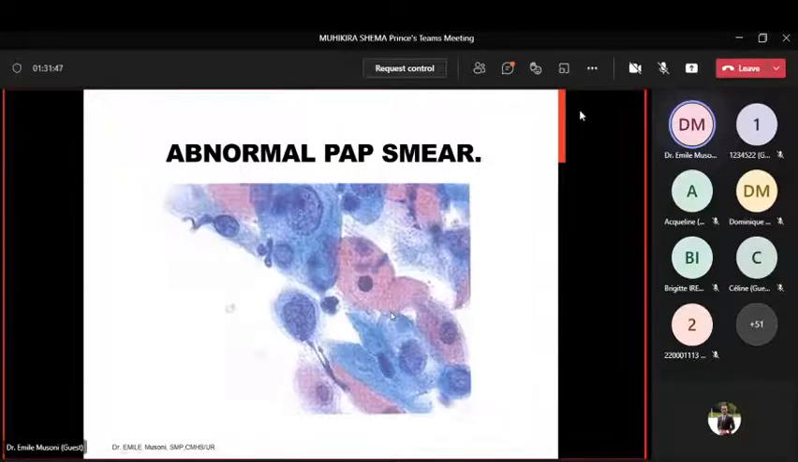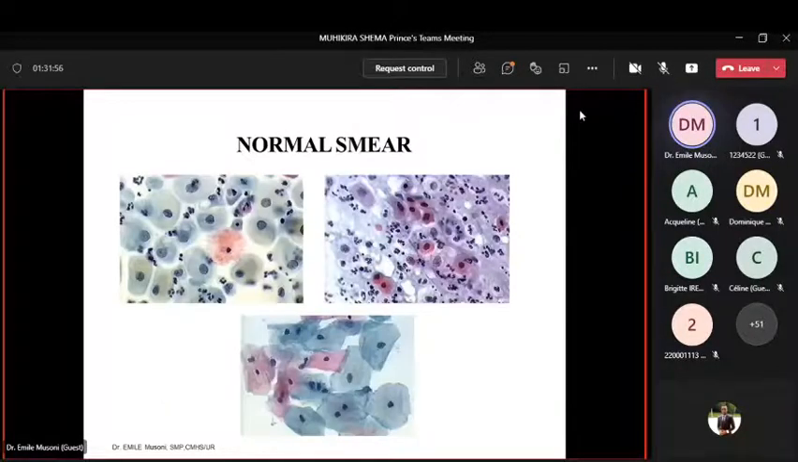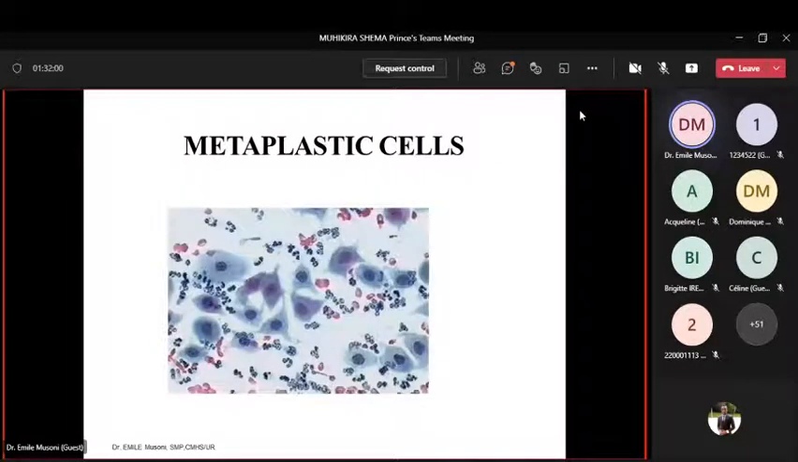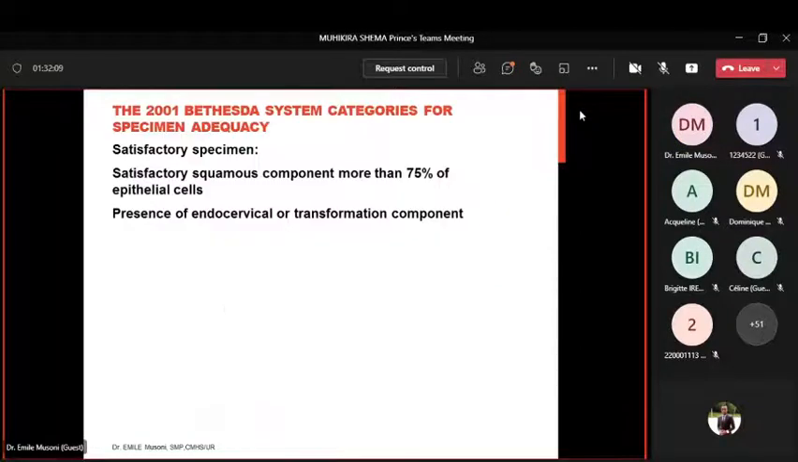I don't want to go into these details of the diagnosis for screening of cervical cancer, because this requires attention. But what you must know is that to say there are abnormal cells, we focus on the size of the nucleus. The system used for reporting the pap smear is called the 2001 Bethesda system.